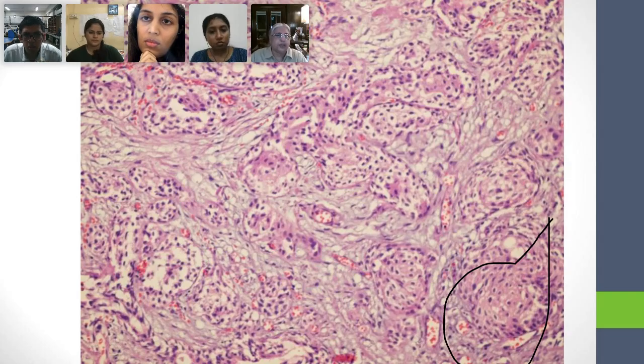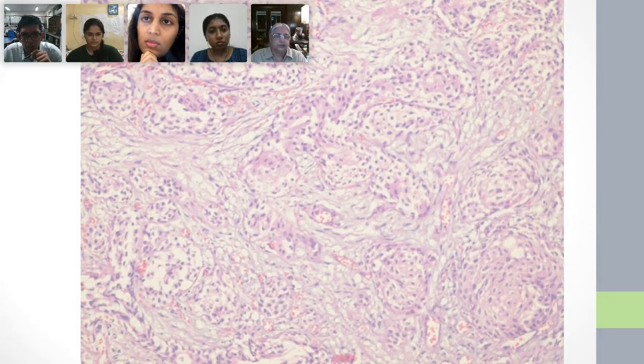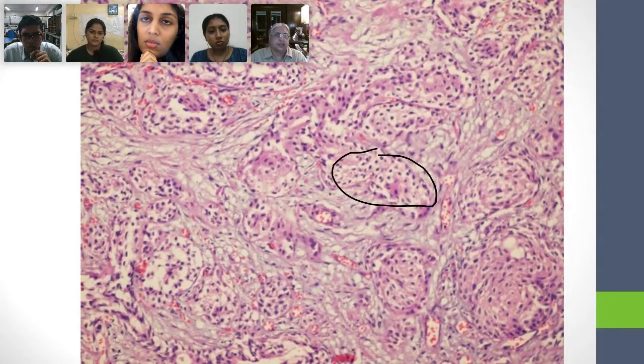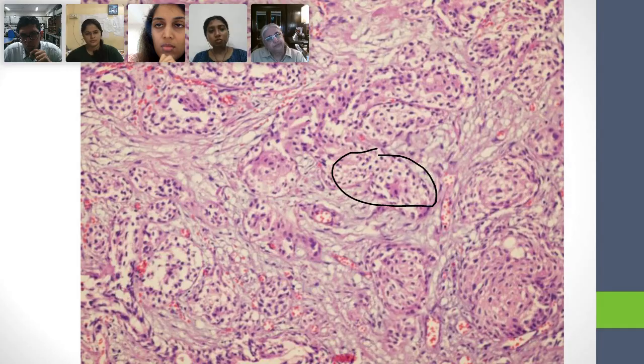Describe those cells, please, that you are seeing here. Cells are, in this thing, say, just take this as an example. They are oval to round, having a clear cytoplasm, distinct cell membrane, and a uniform nucleus. So they're cuboidal. Young man, they're not oval to round. The nuclei are oval to round.